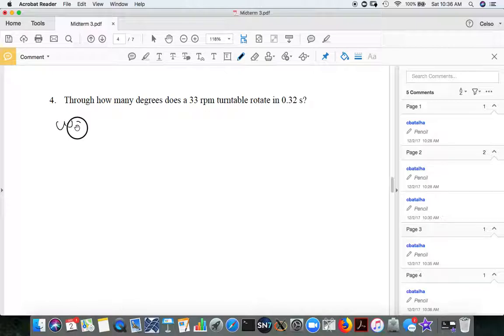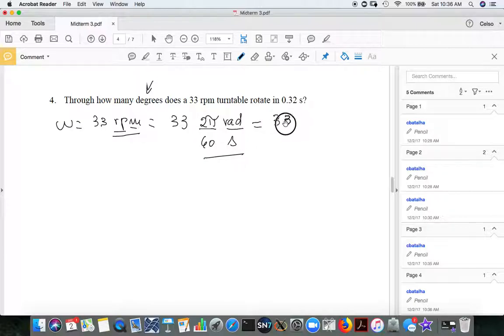So 33 rotations per minute, RPM, is omega, and we have to translate that. We want to find degrees, but angles are given either in radians or degrees, so we have to convert this somehow to radians. Each turn is 2 pi radians, and a minute is 60 seconds. So we convert omega from RPM to radians per second. That's the conversion factor: 33 times pi divided by 30 radians per second. I just simplified here.